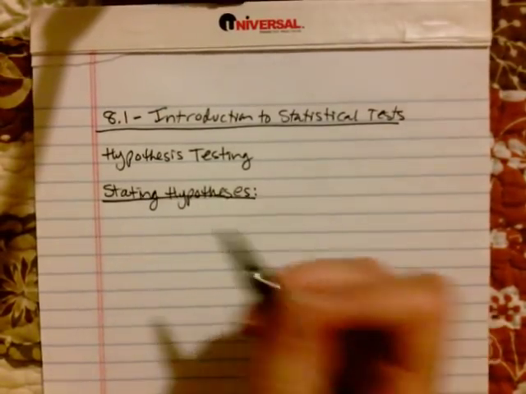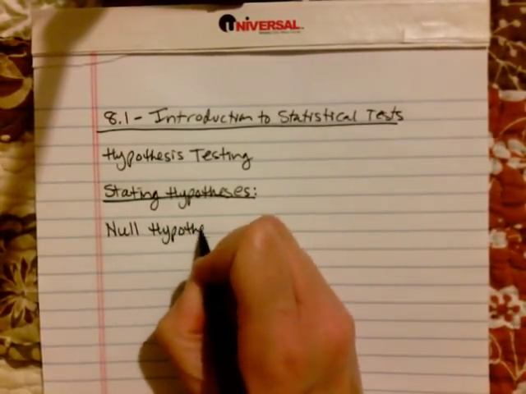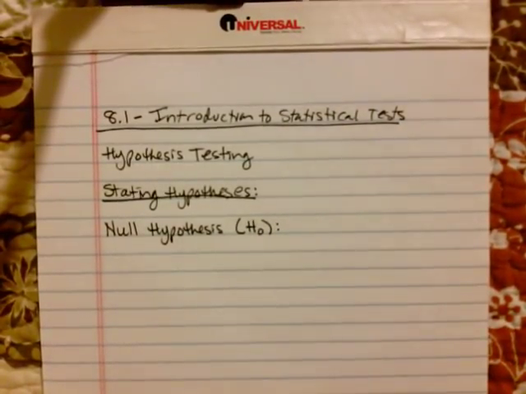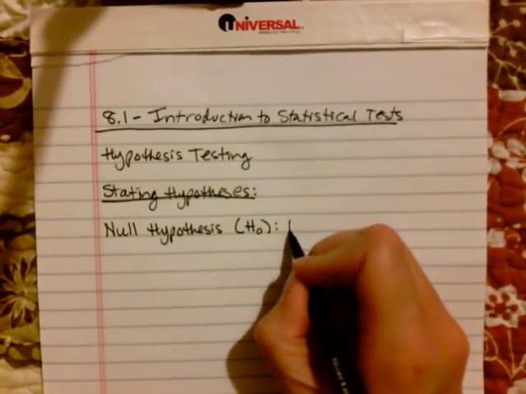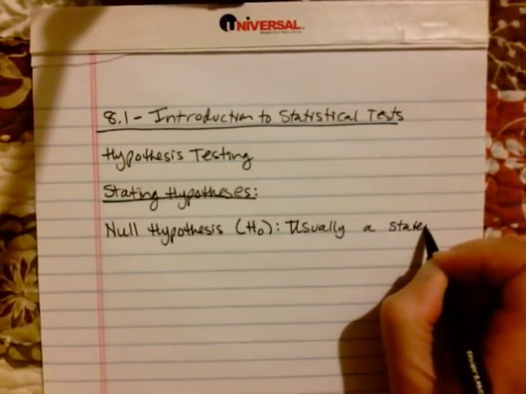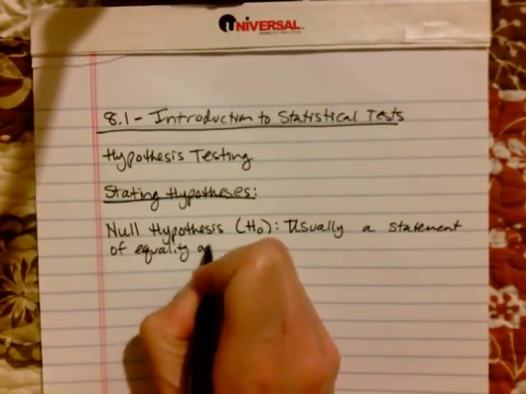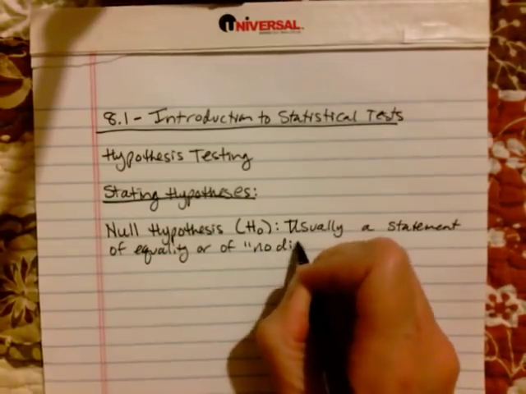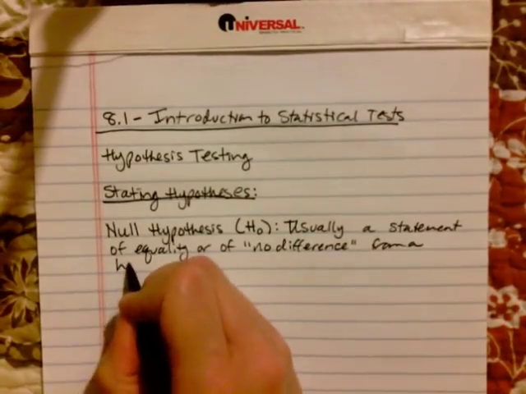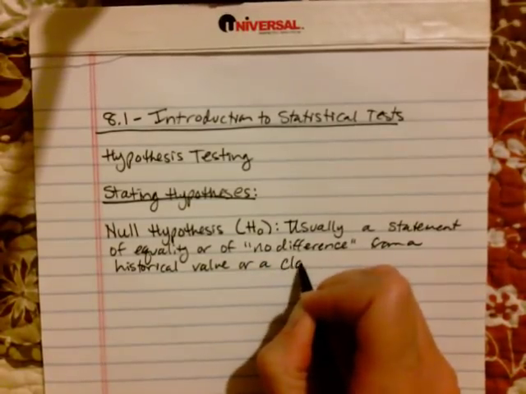And there will be two of them. There's the one that's called the null hypothesis, and it is signified by H sub 0. The null hypothesis is usually a statement of equality or of no difference from a historical value or a claimed value.